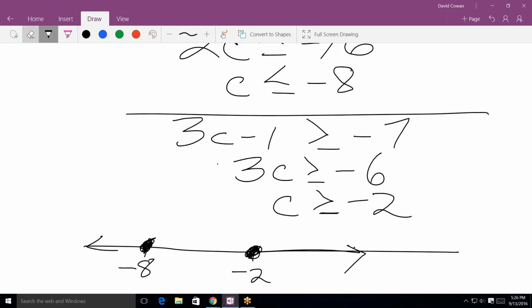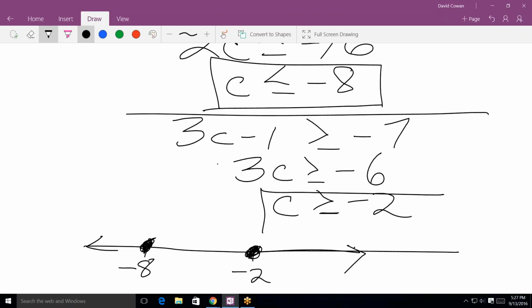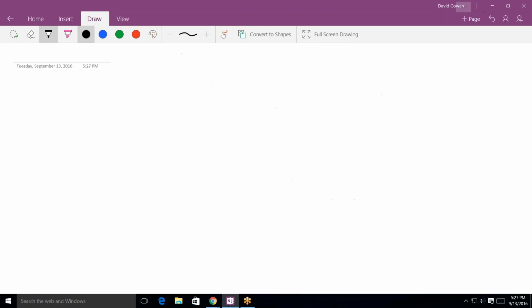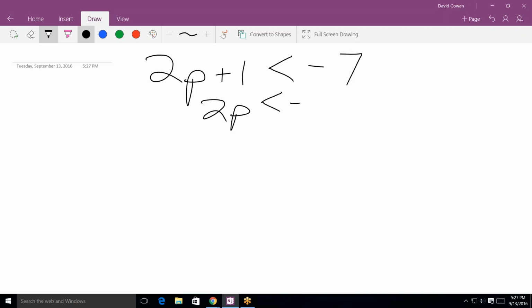How do they want you to write it? They want your answer to be in two statements. That's statement 1 and this is statement 2, joined by an or. Okay. All right. And we have 2p plus 1 is less than -7. Next line. 2p is less than -8. p is less than -4.